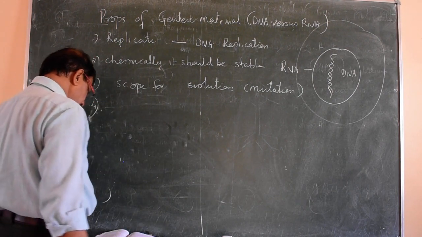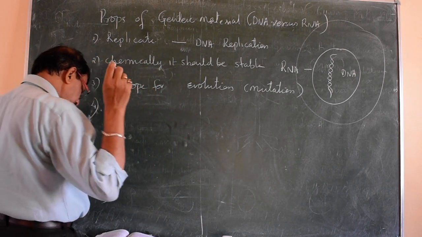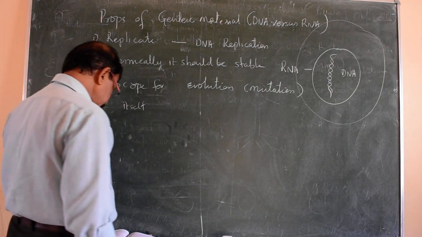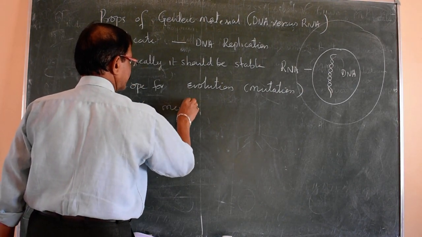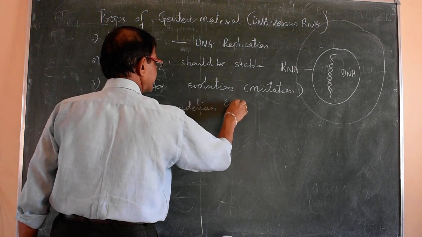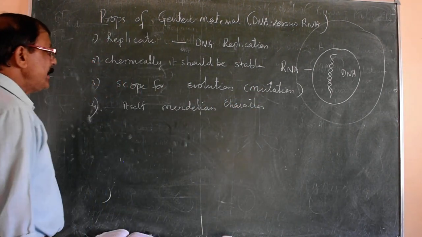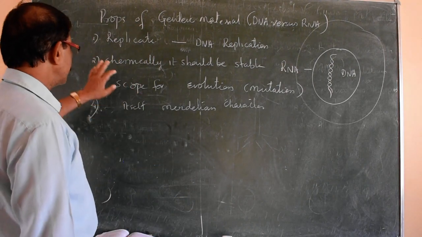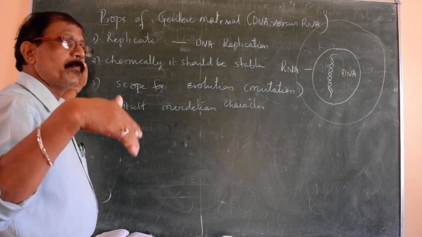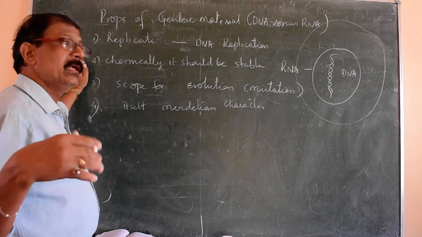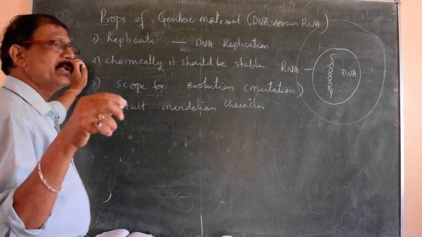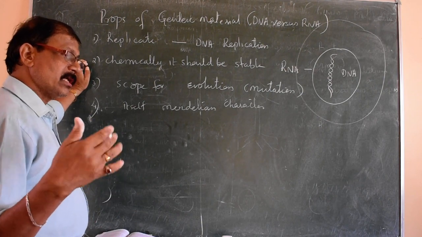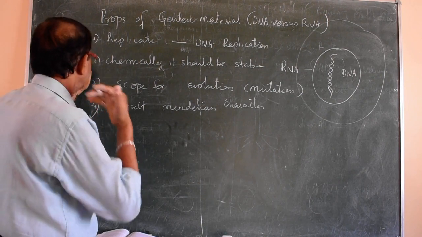The fourth important characteristic of the genetic material is that it should be able to express itself as a Mendelian character. What is that Mendelian character? Mendelian character you already studied: the passing of a trait or character from one generation to another, from plant to plant, animal to animal, or cell to cell, in particular ratios like 3:1, 1:2:1. That type of Mendelian character has to be shared in the next generation, and that is also another important property of the genetic material.